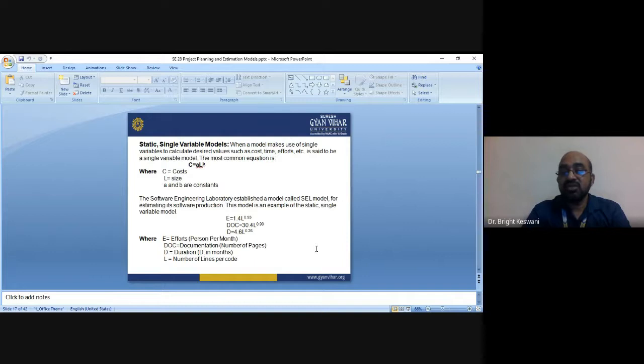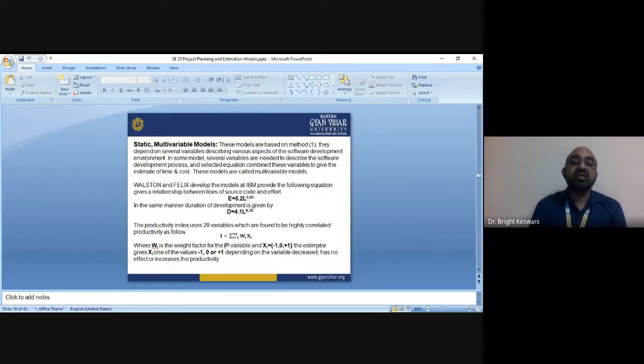The most common equation is, as you can see on the slide, C = aL^b, where C is cost, L is size, and a and b are constants. The Software Engineering Laboratory established a model called the SEL model for estimating its software production. This model is an example of the static single variable model. You can see the model in the picture.